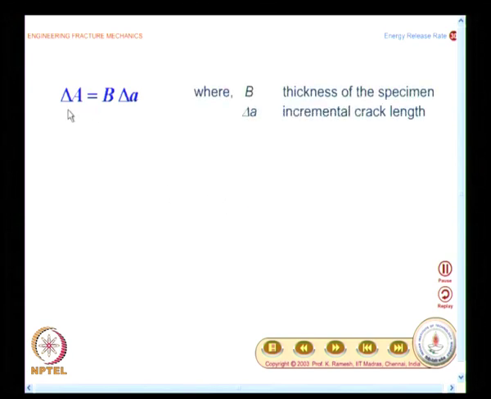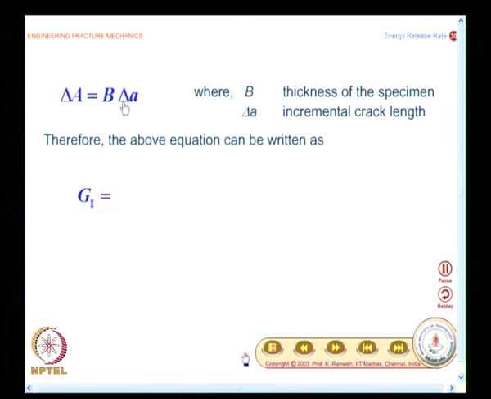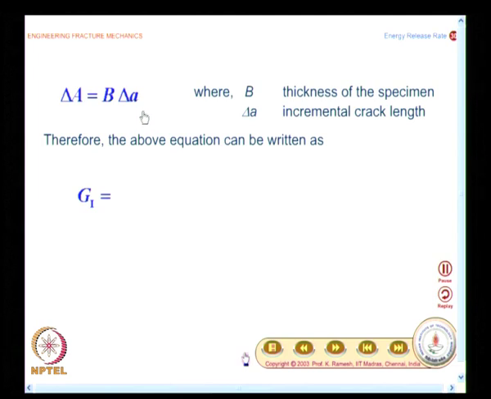And what is delta A? Delta A is equal to B into delta a of the crack extension, and we are looking at only one crack tip. So, the crack extends by delta a. So, using this, the equation can be rewritten as minus of 1 by B d capital pi divided by dA. So, this is the most general expression for strain energy release rate.